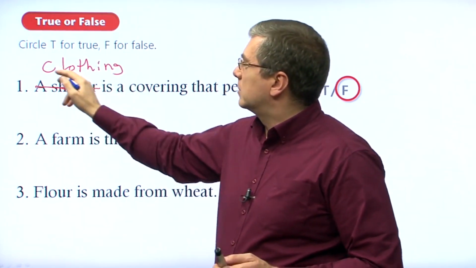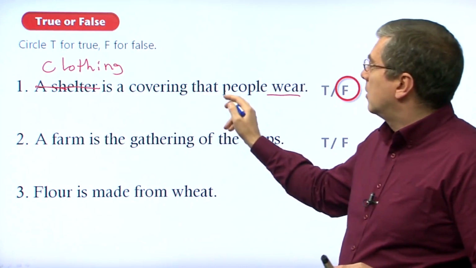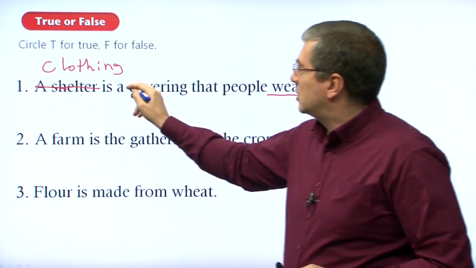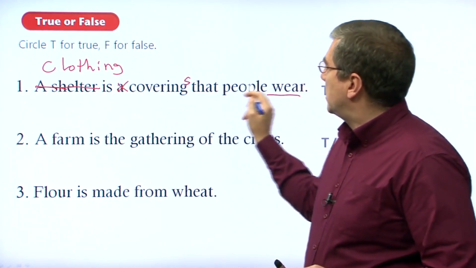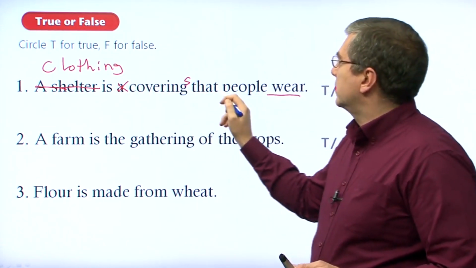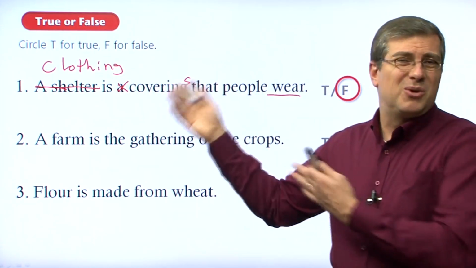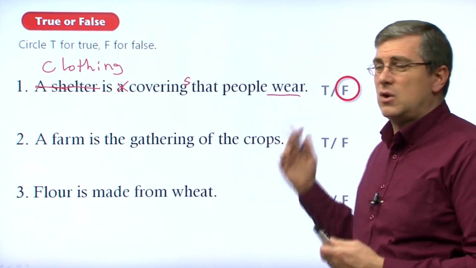Clothing is non-count. So we say clothing is a covering or coverings, we'd have to change that, coverings that people wear. Clothing is coverings that people wear. Then that would be true, but we have to make a lot of changes to the sentence, so it's false.